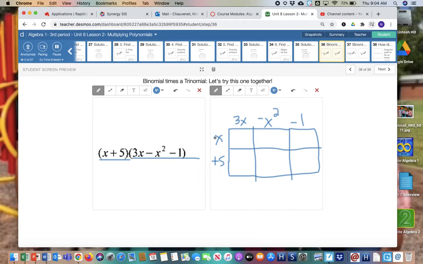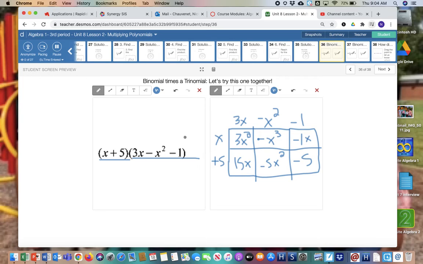So I'm just going to multiply through. So 3x times x is 3x squared. 3x times 5 is 15x. X times negative x squared is negative. Remember, you got to add those exponents, so x to the third. 5 times negative x squared is negative 5x squared. Negative 1 times x, well, it's just negative 1x. Negative 1 times 5, negative 5.